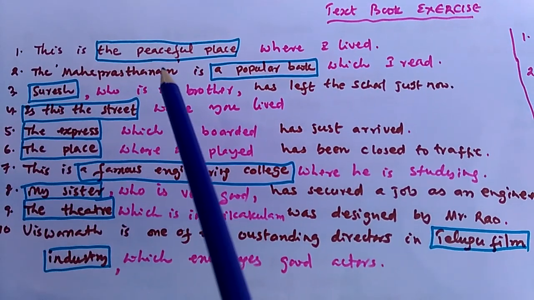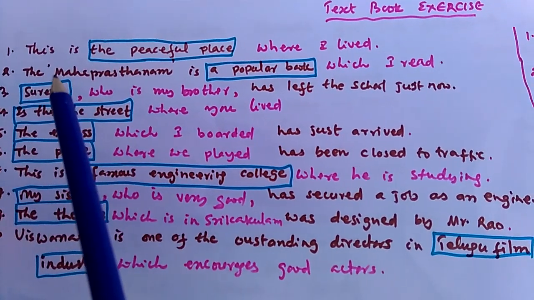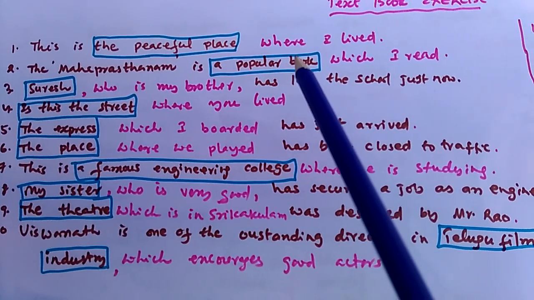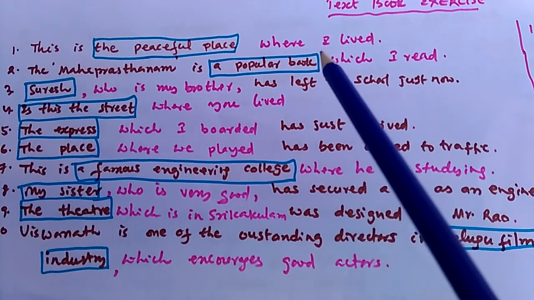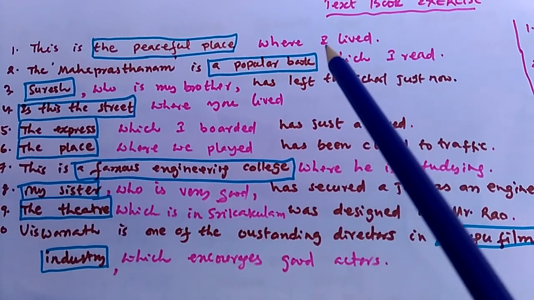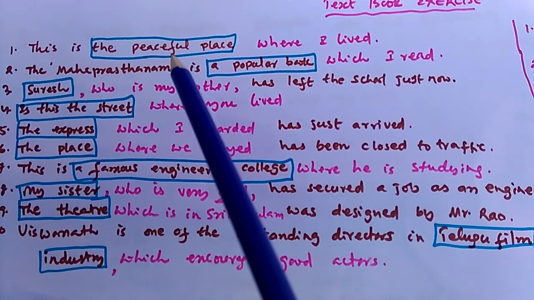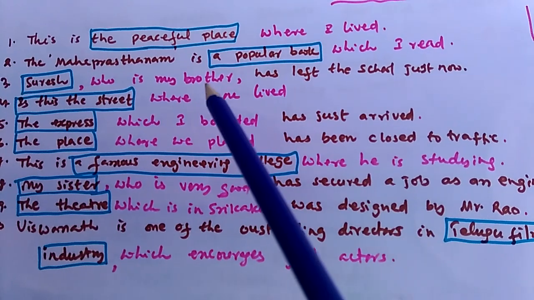Let us take an exercise from the textbook. This is the peaceful place. This is an antecedent. Then the children may be asked to write a relative clause. This may be the answer, where I lived. Then by looking at the antecedent, we cannot say which place it is. So this is a defining clause.